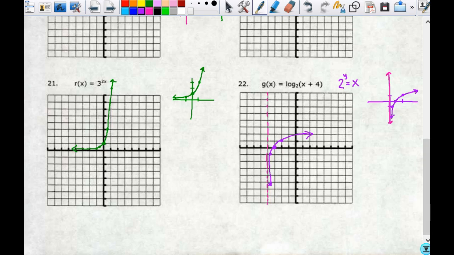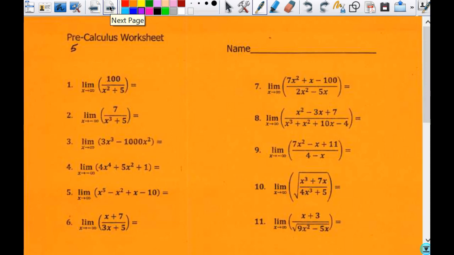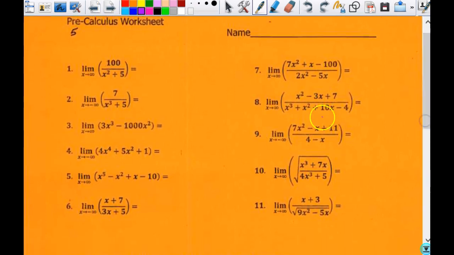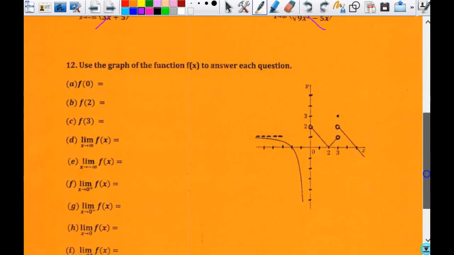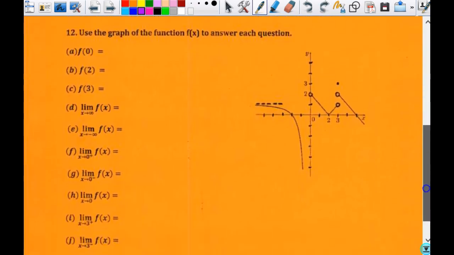Let's look at the limit stuff. So remember on here, this is bright in orange, we are ignoring the first part of this. We have not done this yet. That is definitely not on the test. We are just looking at graphs.